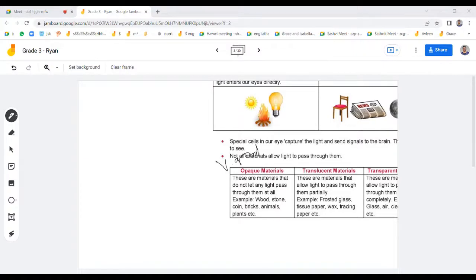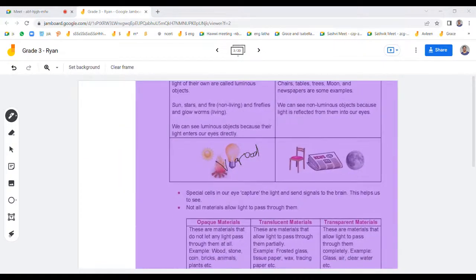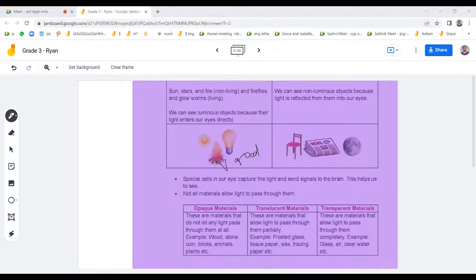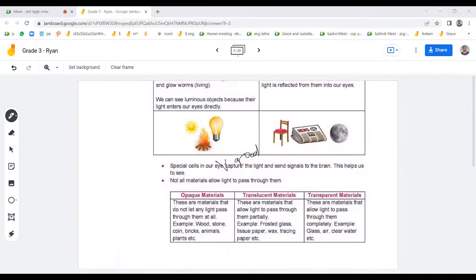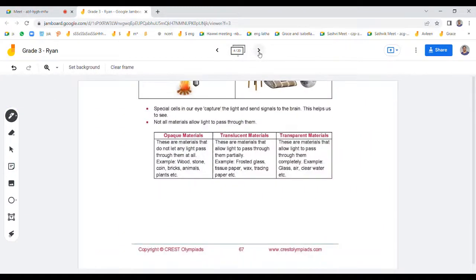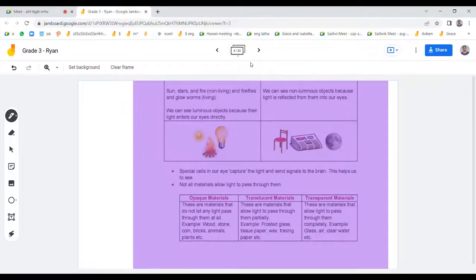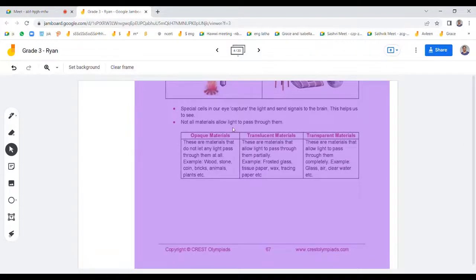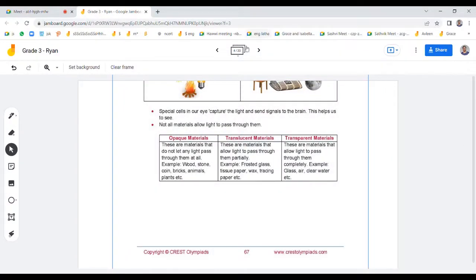What about the other one below? It is given on the fourth page. Special cells in our eye. Special cells in our eye capture the light and send signals to the brain. This helps us to see.